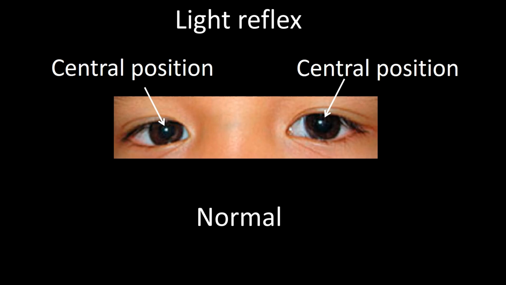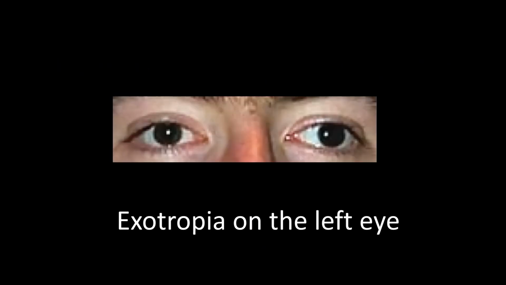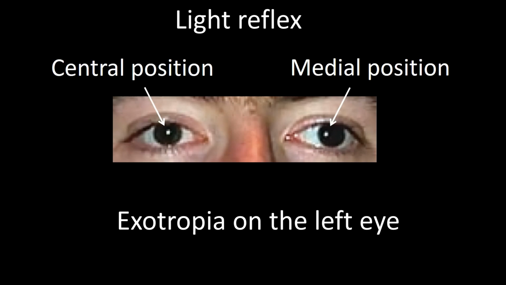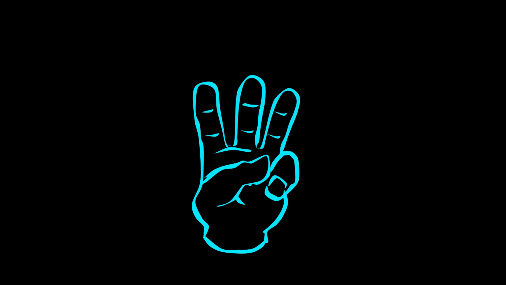Although this boy's eyes tend to look cross because he is looking slightly to the left and the bridge of his nose is broad, the presence of a normal light reflex confirms that his eyes are straight and aligned. Patient 2 has esotropia of the left eye. The light reflex is central in the right eye and over the medial side of the iris in the left.